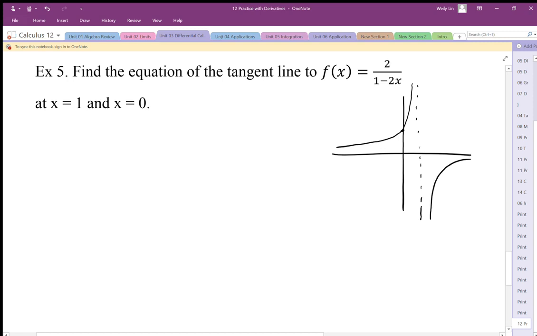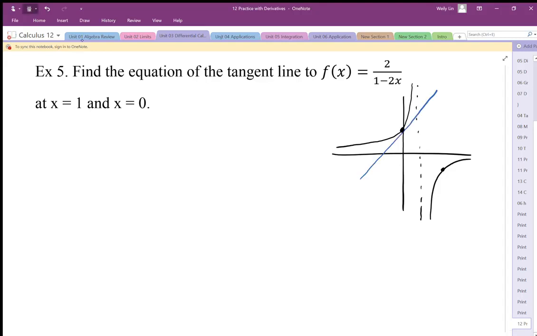So at x equals 1 and x equals 0. So x equals 0 is here. At x equals 1, it looks like there's some point over here somewhere. Okay, we're going to find the tangent lines at those points. So I'm going to do x equals 1 in blue. We're trying to find the equation of that line.